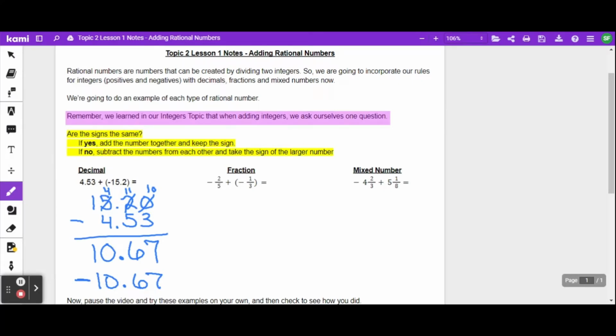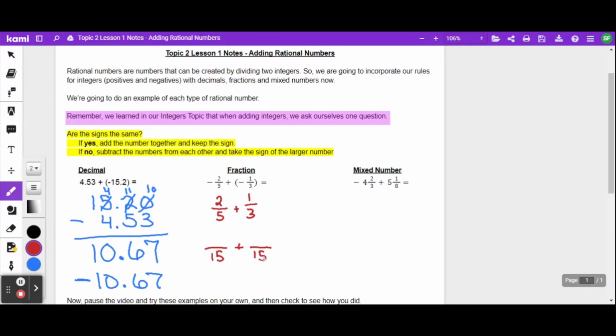If we look at the fractional problem, negative 2/5 plus negative 1/3, I can see when I read that problem out loud to myself that those signs are the same. So I'm actually going to combine these two fractions and then make them negative. All of the rules that we learned about fractions in topic 0 still apply, right? So if 2/5 plus 1/3, I still need to find a common denominator, which in this case is going to be 15.